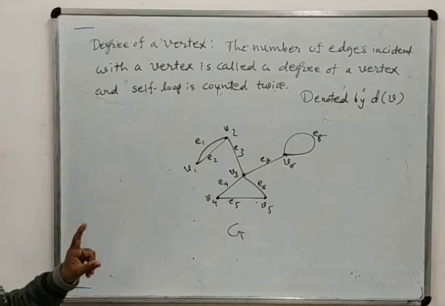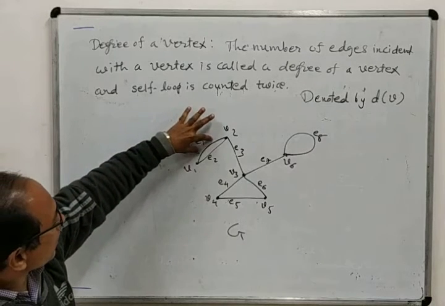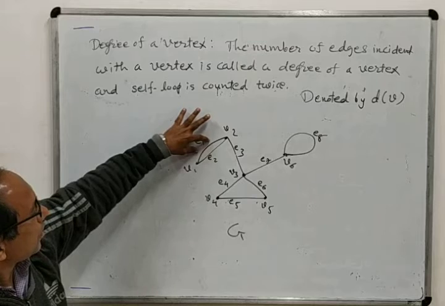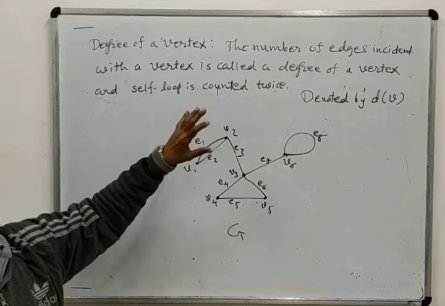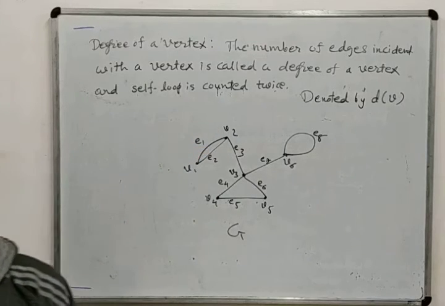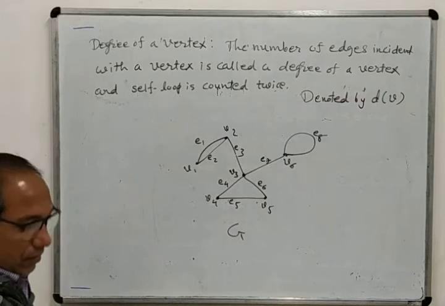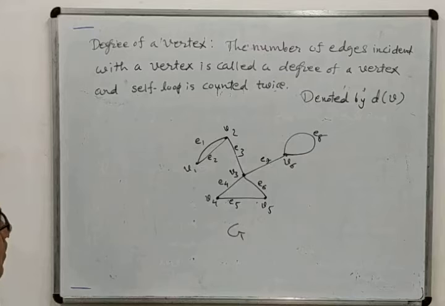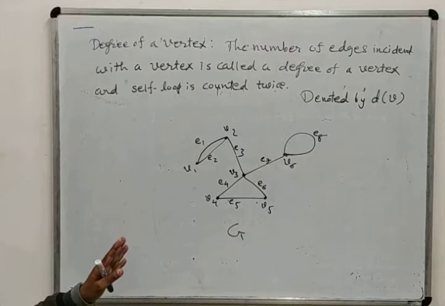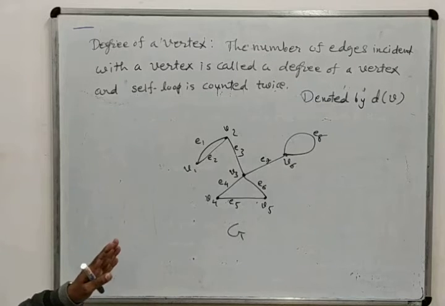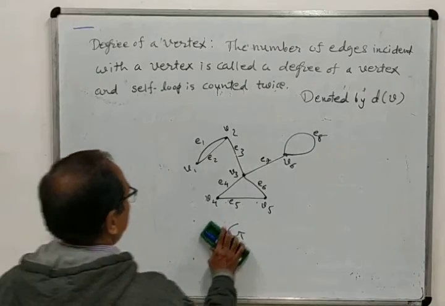You must observe this. That means we can observe from the graph that each edge counts degree 2 for the graph. So you must remember this point, because we want to focus on this point in the theorem.